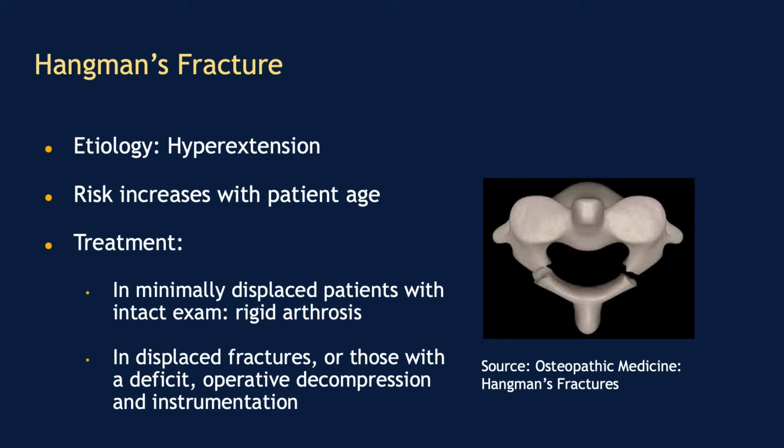Hangman's fractures, also known as bilateral C2 pars interarticularis fractures, are not the fracture most associated with hanging, despite the name, but instead are commonly from hyperextension injuries such as motor vehicle crashes or diving accidents. There are subtypes here as well with different grading scales.